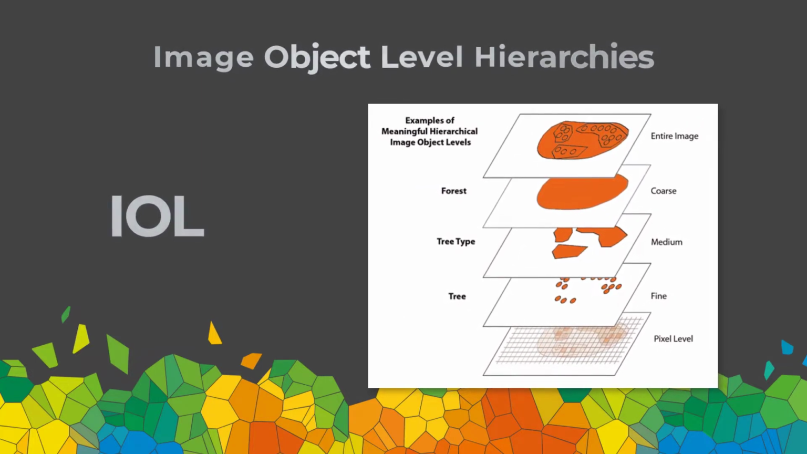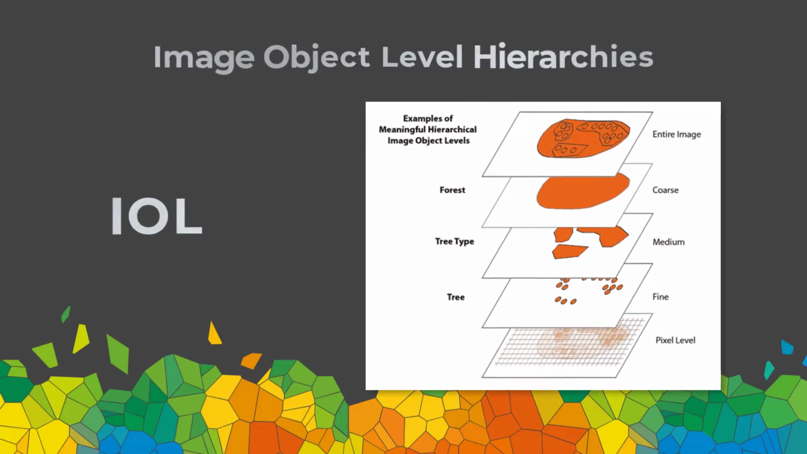Let's again have a look at the figure on the right hand side. Again, we have multiple image object levels, and the tree type level is a super level of the tree level, and the forest is the super level of the tree type and also the tree. Whereas the tree level is a sub level of tree type and also a sub level of forest.